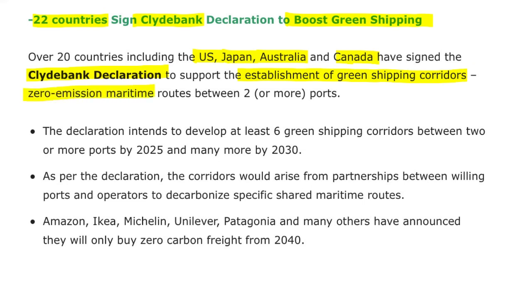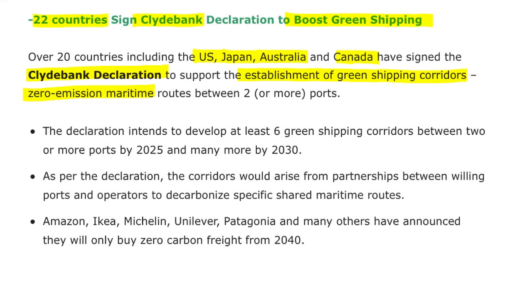That means if any country wants to ship any product from one country to another by sea, that too sometimes creates pollution because it runs on fossil fuels. So to avoid that and to make that also a green route, this Clydebank Declaration was signed by 20 countries that include the US, Australia, Canada and Japan.